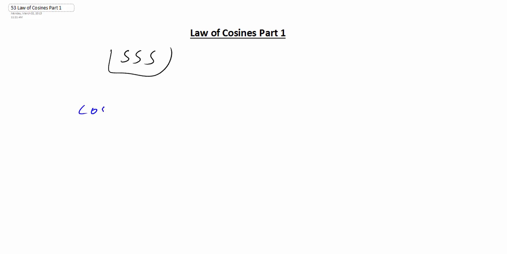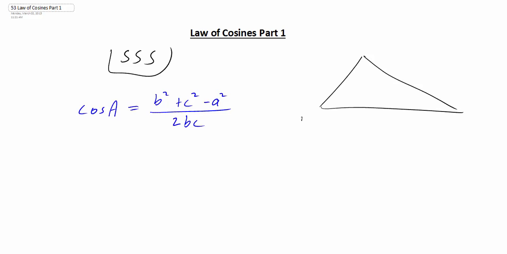And the formula states that the cosine of angle A is equal to b squared plus c squared minus a squared, all divided by 2 times b times c. And of course, we're thinking of our triangle: angle A, angle B, and angle C, with side little a, side little b, and side little c. So if we have all three sides, we can use that to solve for angle A.